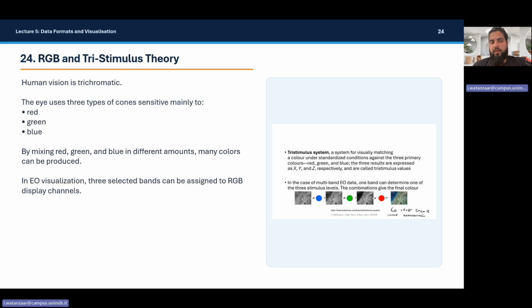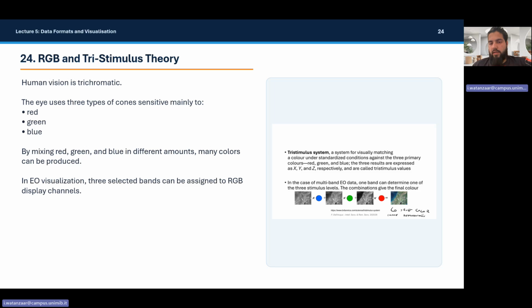But for better understanding, we still need to apply the tri-stimulus theory, which is mainly about the RGB colors. RGB is nothing but red, green, blue, which are sensitive to the human eyes. By mixing red, green, and blue, multiple colors can be produced. In earth observation visualization, three selected bands can be assigned to RGB display channels.